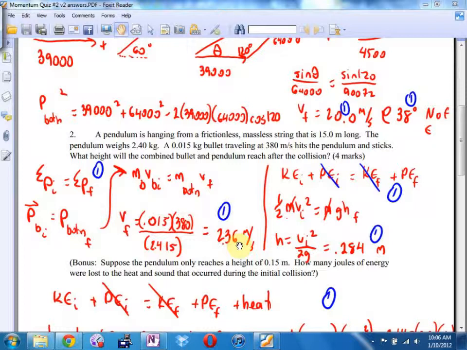Then we move to part two, which involves energies, because there's a change in height. The amount of kinetic plus the amount of potential initially has to equal the amount of kinetic plus the amount of potential at the end.